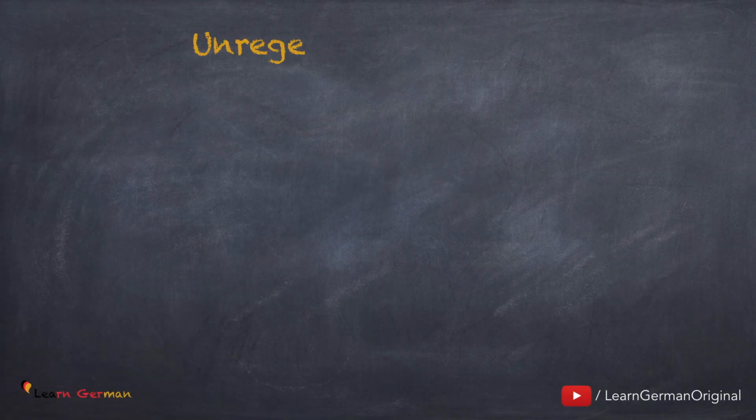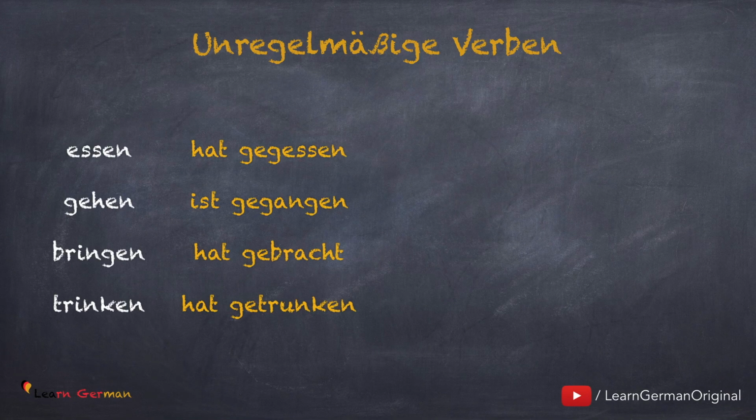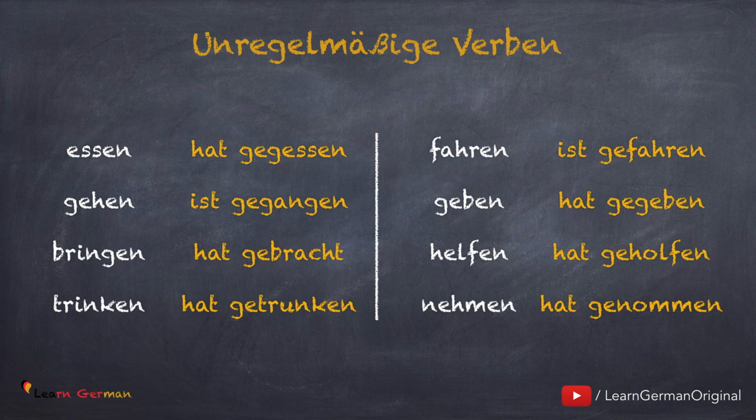Here's a list of a few irregular verbs and their perfect that you should know. Essen, hat gegessen. Gehen, ist gegangen. Bringen, hat gebracht. Trinken, hat getrunken. Fahren, ist gefahren. Geben, hat gegeben. Helfen, hat geholfen. Nehmen, hat genommen.